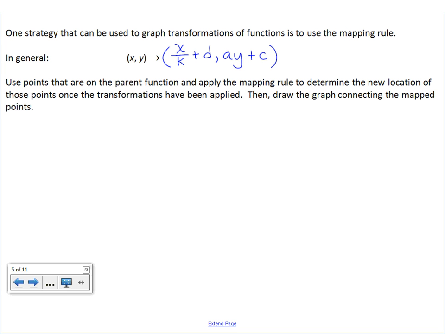This is literally you grab the number from the equation and you just plug it in here. Okay? So you use points on the parent, apply the mapping rule to determine the new location of the points, and then you graph the new function in the correct location, and that's how we graph transformations.